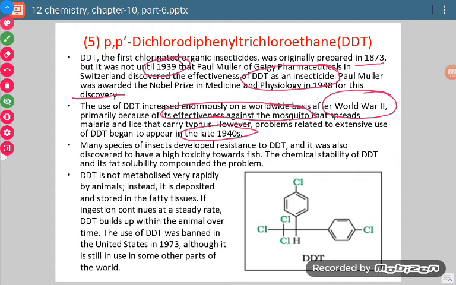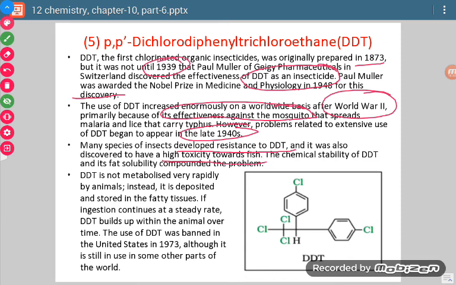What we discovered during the 1940s was that many species of insects developed resistance to DDT, and it was also discovered to have a high toxicity towards fish. So for aquatic life also there was a problem. The chemical stability of DDT and its fat solubility compounded the problem. Now see, it was fat soluble and chemically very much stable, so this resulted in an increase of problems.